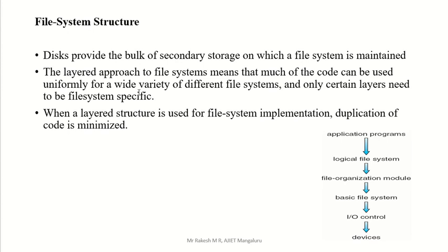Here we are going to see a layered approach for the file system. What is that layered approach? You can see it in this diagram. The first layer is the application program, the second layer is the logical file system, the third layer is the file organization module, the fourth layer is the basic file system, the fifth is input output control, and the sixth one is the device. Totally we have this many layers. This complete thing is called a layered structure. We are using this layered structure for file system management, that is, the file system structure.